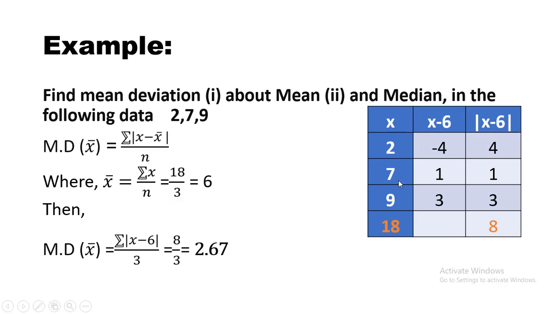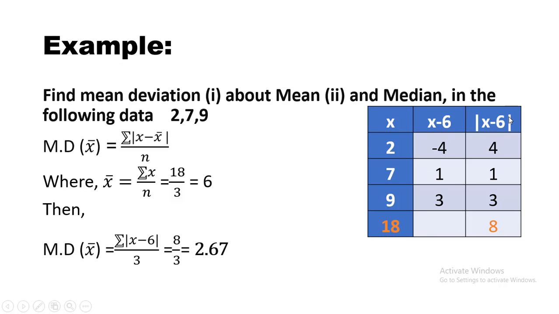So out here I have made a table. These are all my x values, the observation values, written in the first column. Next is x minus mean, that is x minus 6, and then finding out its absolute values. So x minus 6, which is 2 minus 6, gives me minus 4. 7 minus 6 gives me 1. 9 minus 6 gives me 3.